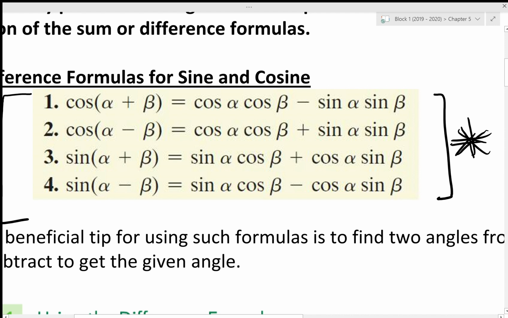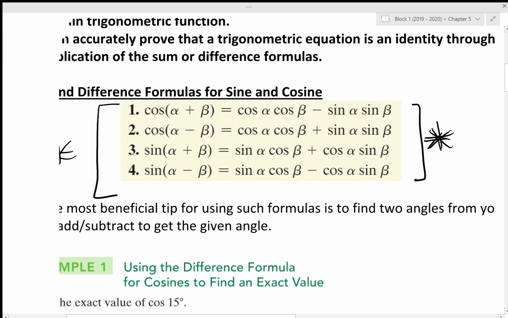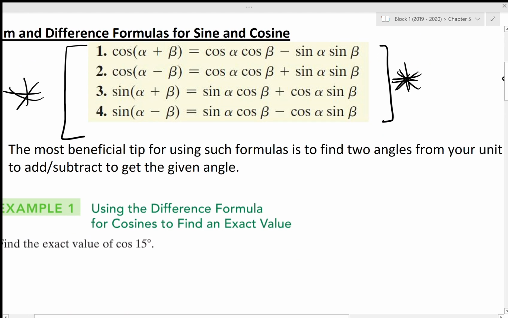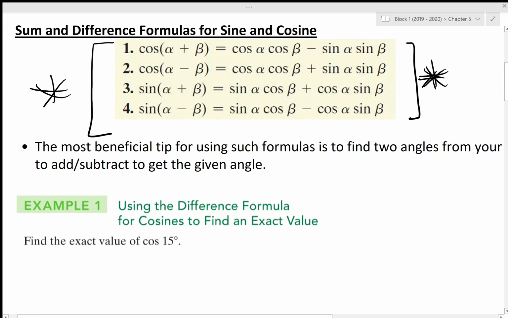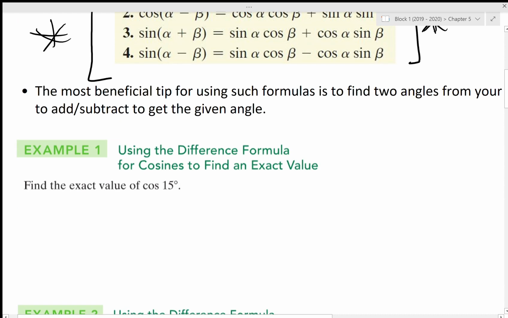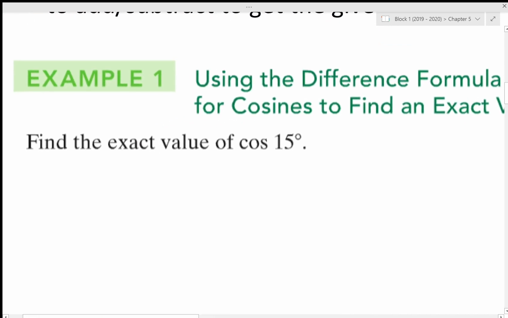Again, you don't have to remember these formulas, but you're going to use them a lot where it's just going to become repetitive, and you're going to start to remember them without even trying. Now, the most beneficial tip for using such formulas is to find two angles from your unit circle to add or subtract to get the given angle. So, we're going to use the sum or difference formula to find the value of cosine 15.